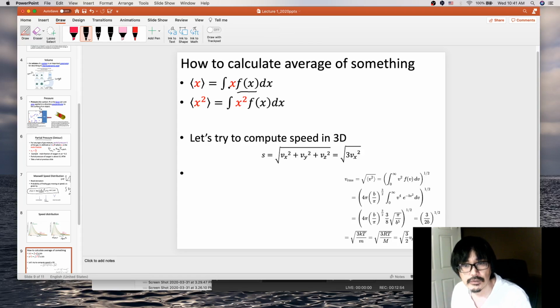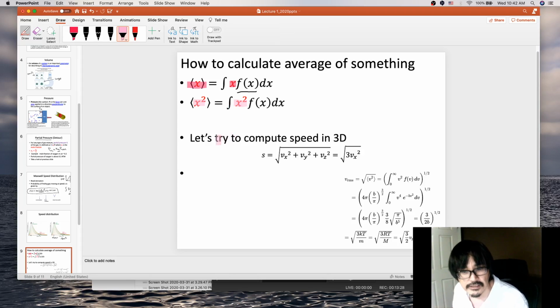So for example, if I'm interested in the average value of x, then all you have to do is put x in front of the distribution and then integrate. If I'm interested in the average value of x squared, then I just need to put x squared in front of the distribution and then integrate. That's pretty much all I have to do.